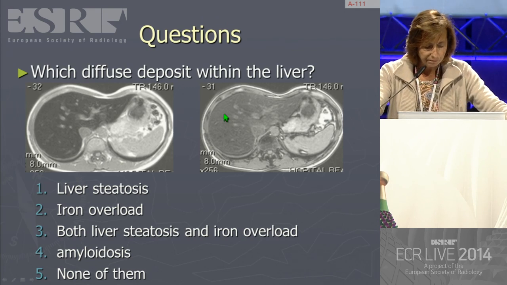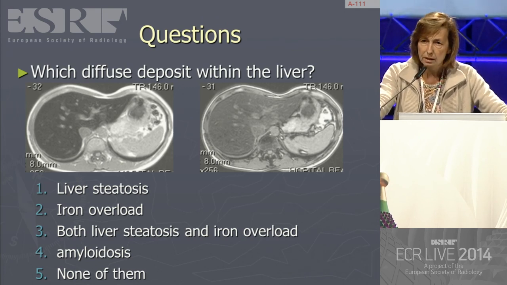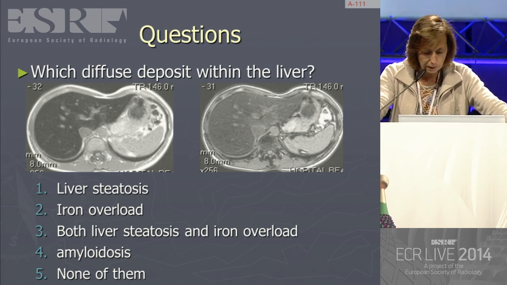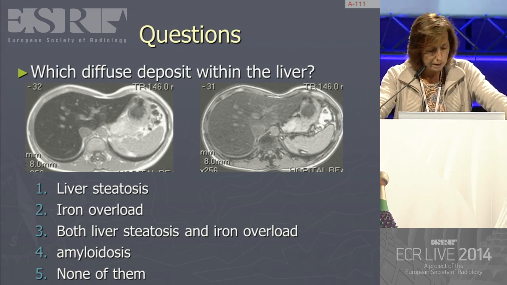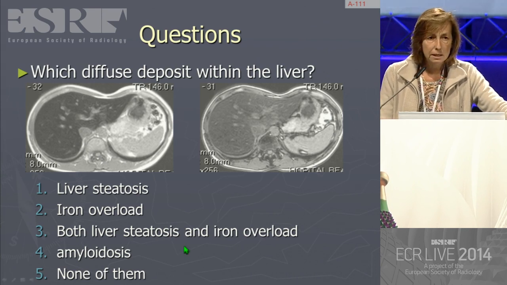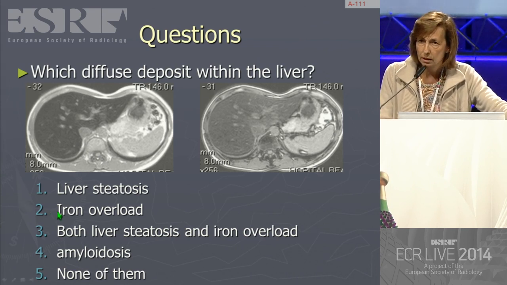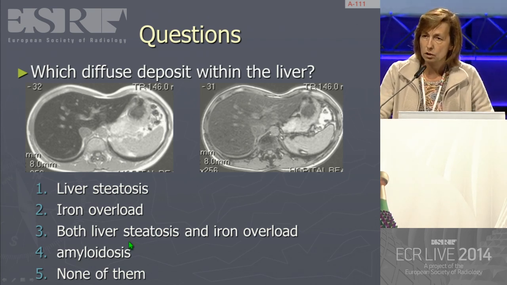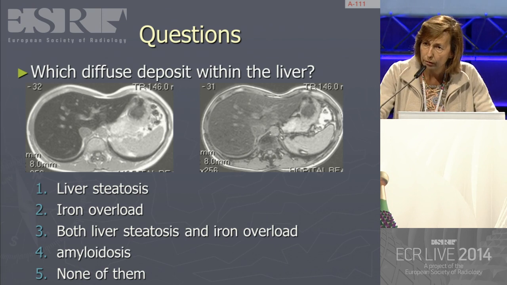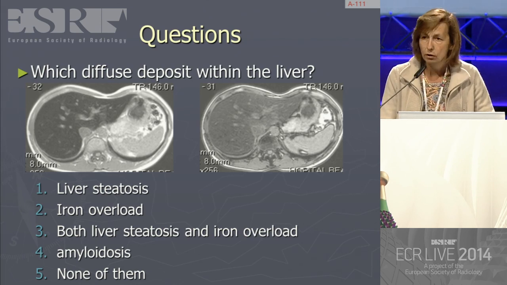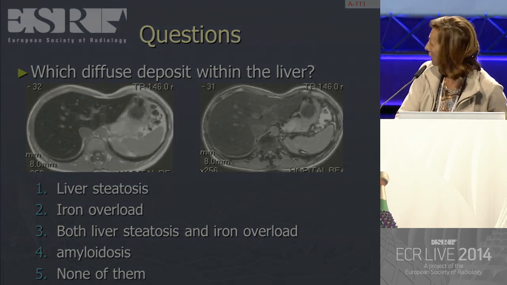So next question. This is a patient who had an MR examination, and this is a T1 weighted gradient echo MR with in and opposed phase imaging. And my question is, which diffuse deposit is within the liver? You can start to vote. Is it related to liver steatosis? Is it iron overload? Is it a combination with the association of liver steatosis and iron overload? Is it another diffuse deposition such as amyloidosis, or none of them? Please start to vote.